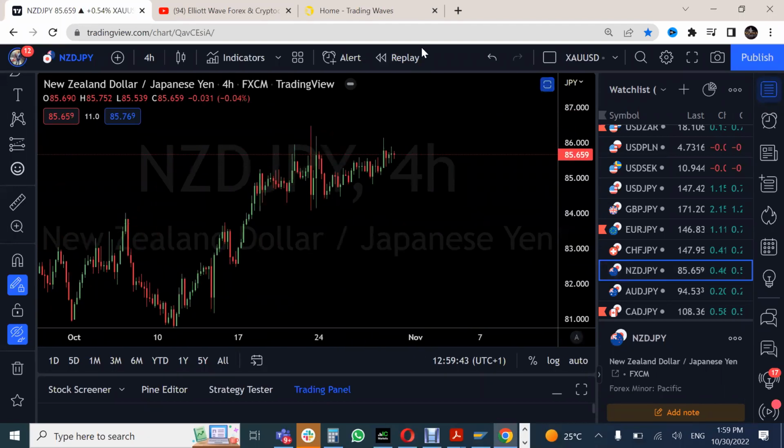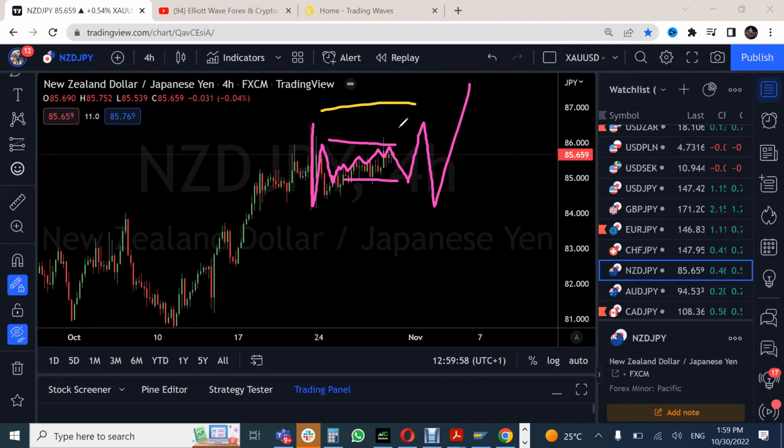Okay, another one is New Zealand yen. We've got a similar structure, 1, 2, 3 up here. We're looking for this one here to do this. Is there a possibility for this one to give us this? Another complex B correction, move to the downside before any leg to the upside. That will be building up this corrective structure.